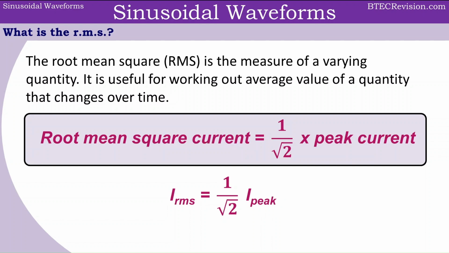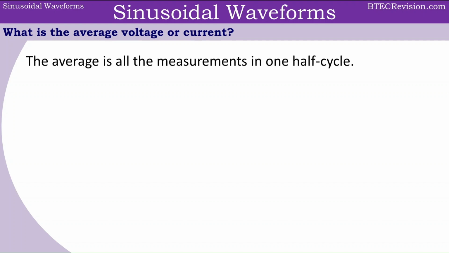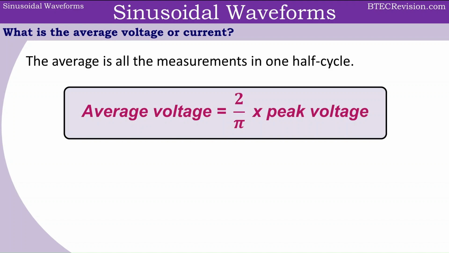This equation also applies for current. I RMS equals 1 over root 2 I peak. What is the average voltage or current? The average is all the measurements in one half cycle and can be calculated by this equation. Average voltage equals 2 over pi times peak voltage. And the short form is V average equals 2 over pi times V peak.